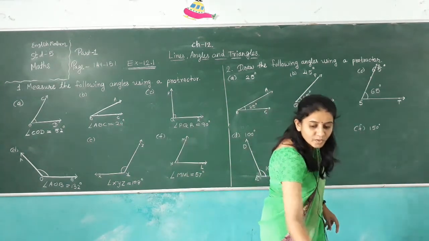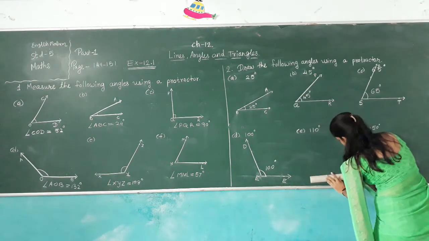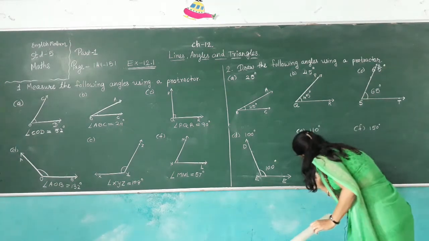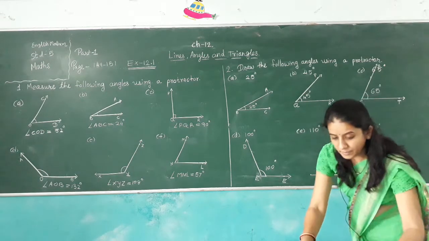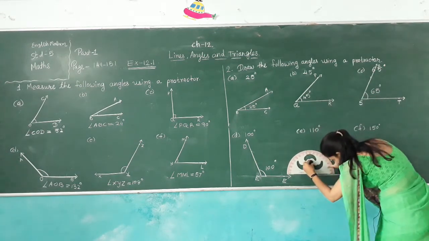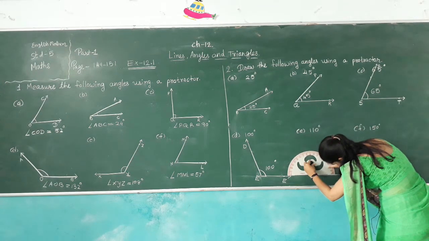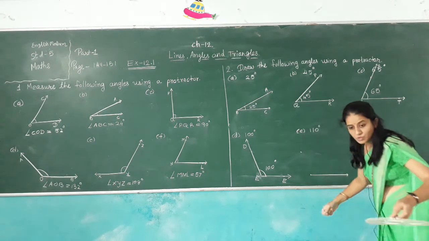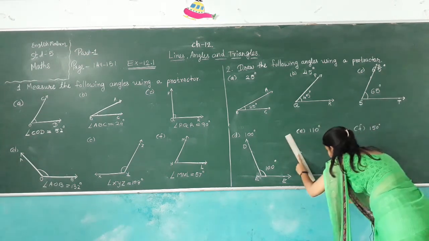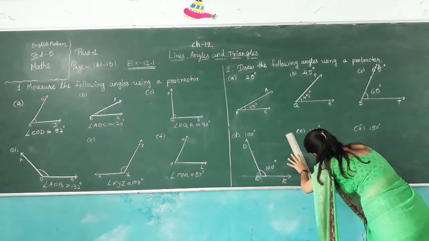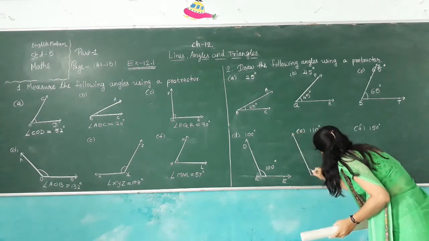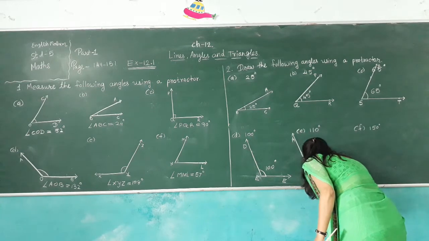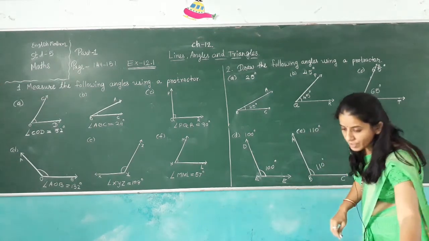Same as before, 110 degrees. First you draw a ray. Then the vertex here. Then 110, so keep the point here and join it with a ruler. This angle's measurement is 110, and give the names A, B and C. So angle ABC is 110.